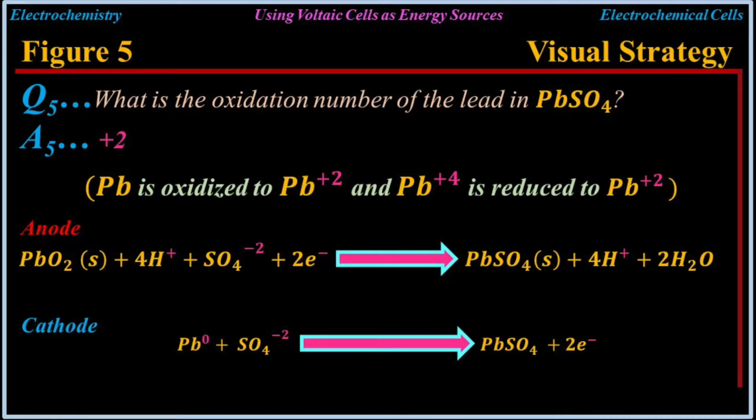The charge of the lead in lead-2 sulfate is +2. I also put down the reactions. The lead is oxidized to lead +2 and lead +4 is reduced to lead +2. So you can now clearly see the anode reaction where the lead-4 oxide is going to be reduced to lead-2 sulfate, and at the cathode, the elemental lead is going to be oxidized to lead-2.